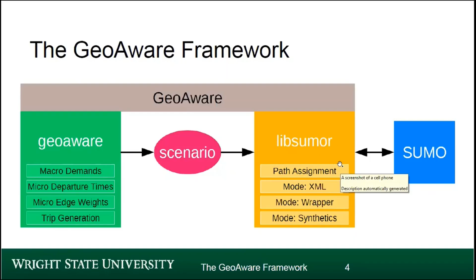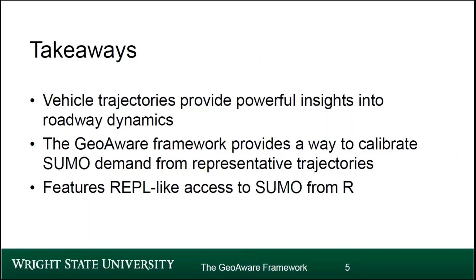the R programming environment. So the main takeaways for this project are that synthetic trajectories are useful, but are often unavailable to us. And so we present a synthetic framework that will generate synthetic trajectories that incorporate demand patterns we see in the real world, but aren't actually those real world trajectories. And we incorporate this into a package for the R programming environment that features a kind of read, eval, and print loop type access to SUMO from R.